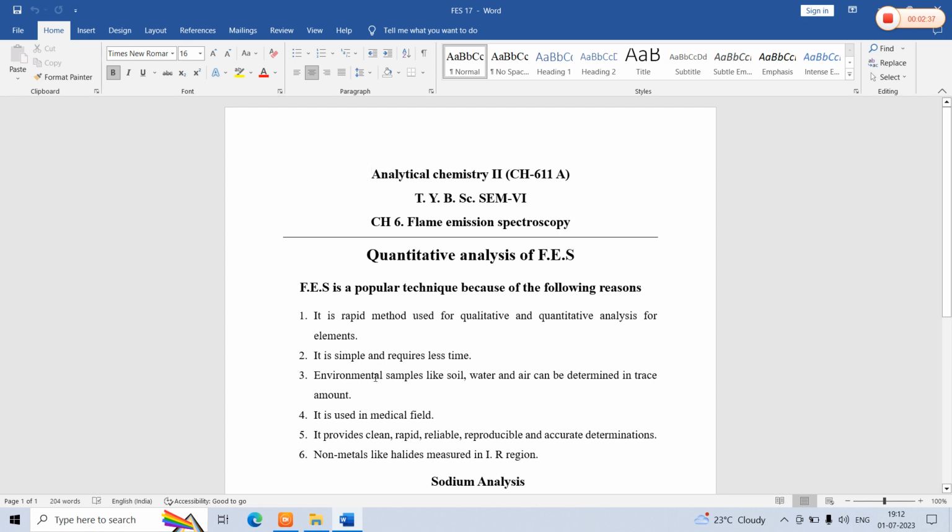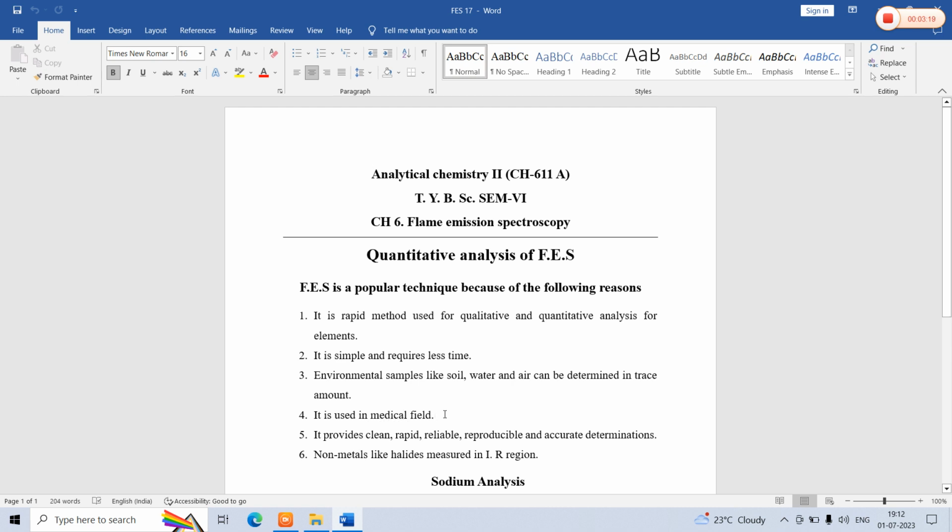The third point in the popularity of FES is that environmental samples like soil, water and air can be determined in trace amounts. A very small amount is necessary to identify the constituents qualitatively and quantitatively. The fourth point is that it is used in the medical field. Generally, blood serum samples and urine samples can be analyzed by FES.